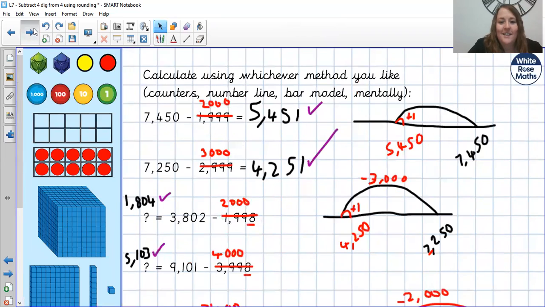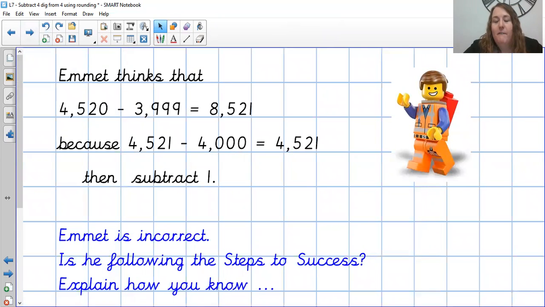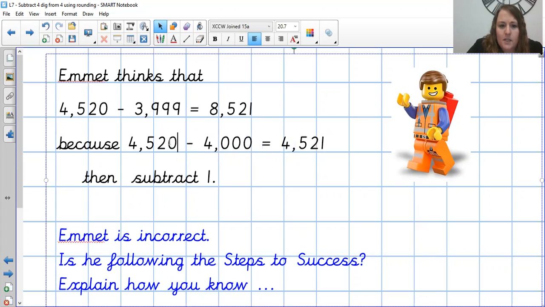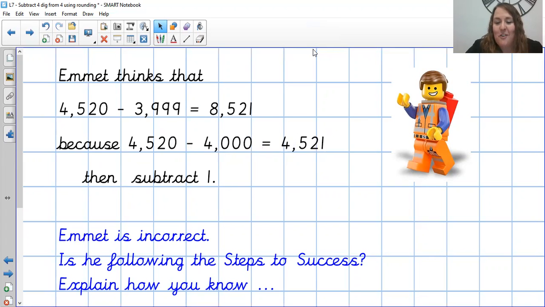Okay. Problem then today. Emmett thinks that 4,520 take away 3,999 is 8,521. And he says because he knows that 5,221 take away 4,000 is 4,521, then subtract 1. Is he following the steps of success? Has he done the right thing? I think that number there should be a 0. So that's my error and not Emmett's.